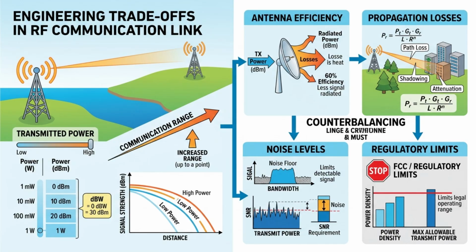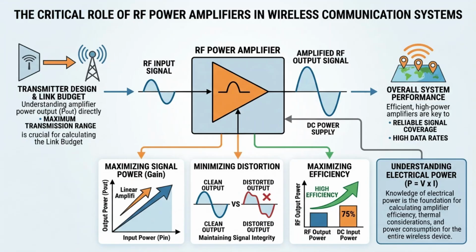Power is commonly expressed in units such as watts, milliwatts, dBm, and dBW in RF systems. These units help engineers analyze signal strength throughout a communication link. RF amplifiers are specifically designed to increase signal power while minimizing distortion and maximizing efficiency. Understanding electrical power is therefore a key step toward understanding link budgets, transmitter design, receiver sensitivity, and overall wireless system performance.